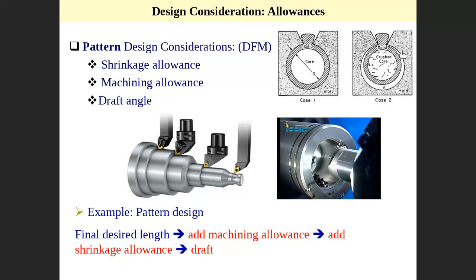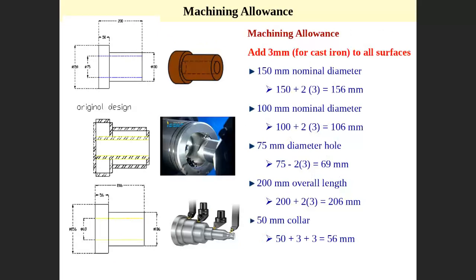And also shrinkage means that the part, as you can see here, after solidification, the dimension gets smaller. Then you need to make it bigger dimension. Draft allowance is the angle to facilitate taking the part out from the mold easily. Then we start one by one.